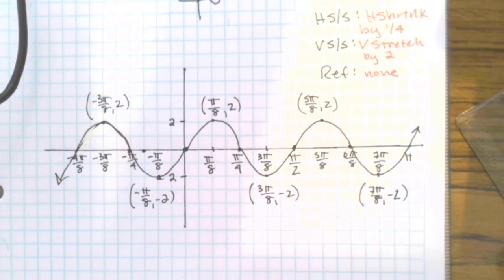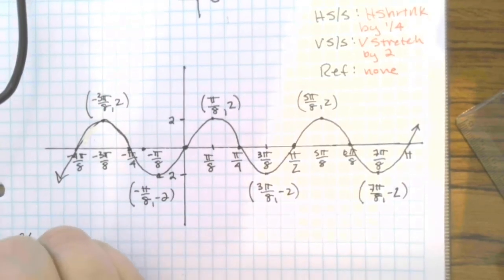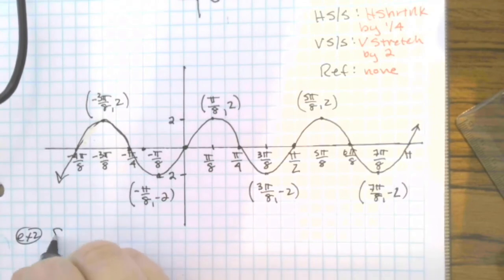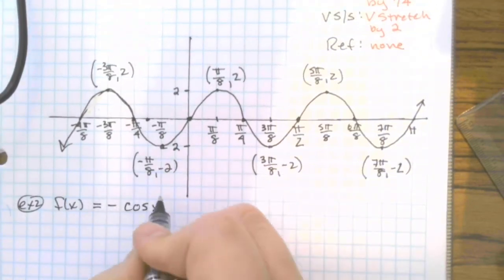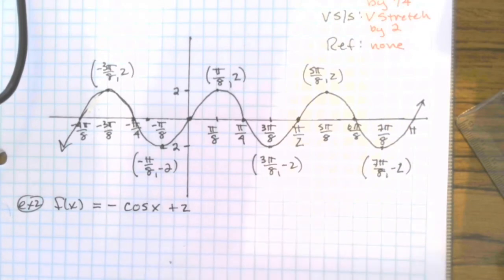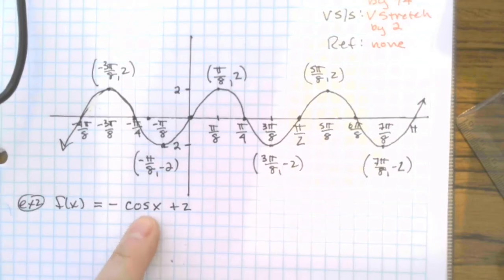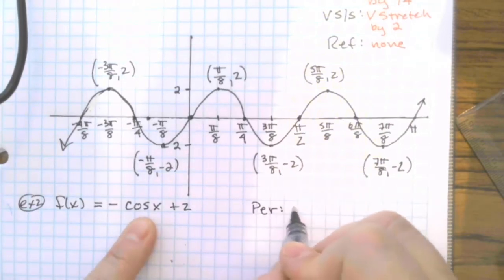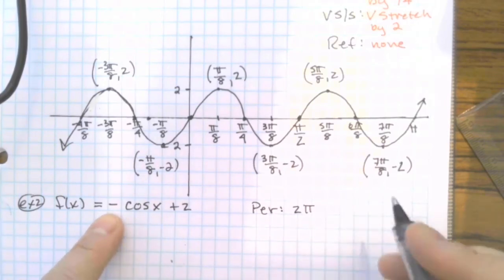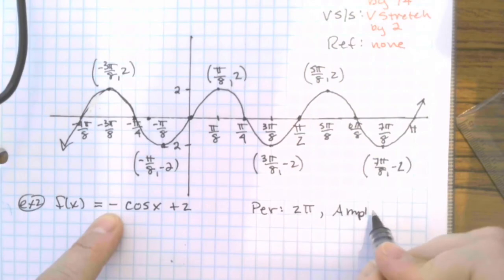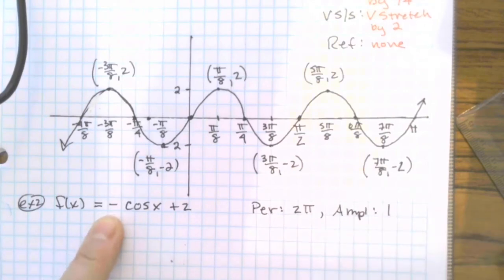Okay, so we're going to do one more. Example 2, we're going to do f of x equals negative cosine x plus 2. Okay, so on our laundry list, there is no b value. There's nothing in with the x, so my period is 2 pi. That's kind of nice. There's nothing multiplied at the front, so my amplitude is 1, just like normal.